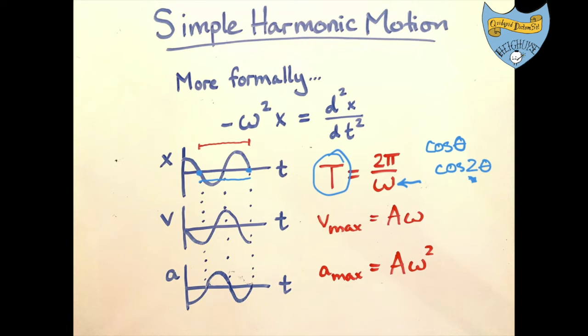Also notice when you're looking at a graph, if you can pick off the max velocity value, then you can relate that back to the amplitude and the angular frequency, because the maximum value for your velocity function is A omega, since it was negative A omega sine omega t. You can do the same thing with the acceleration function. The maximum acceleration is A omega squared.